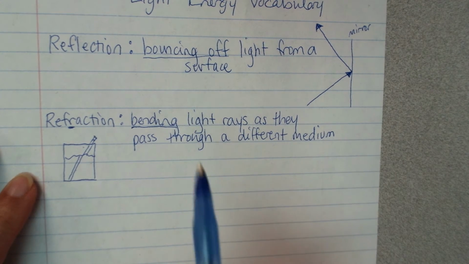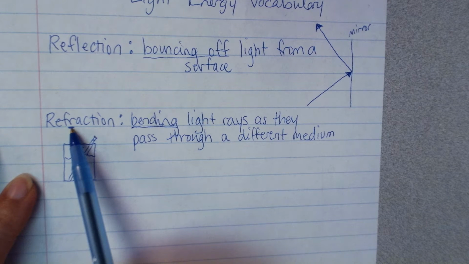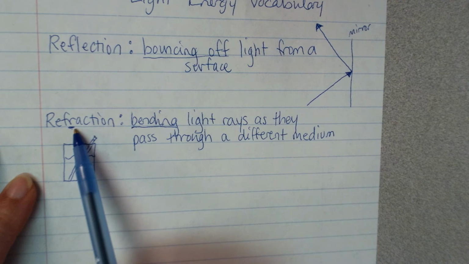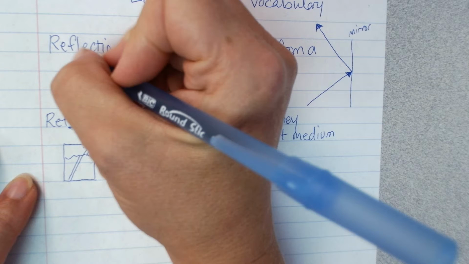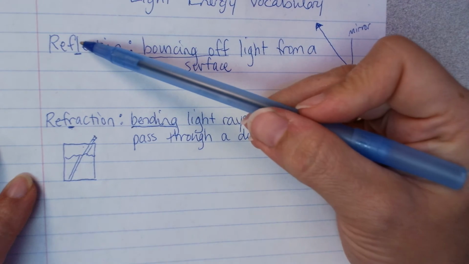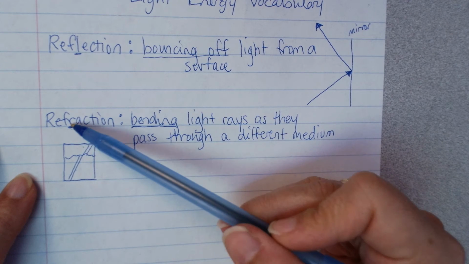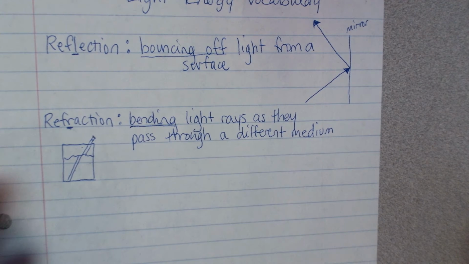And how can you remember this? Well, I remember this because this little R in this word is bent over, right? It's bending that little letter R. Where the little letter L here in reflection kind of looks like that mirror. And so I can remember reflection is going to be bouncing off the surface. Refraction is the bending of the light as it passes through the medium.